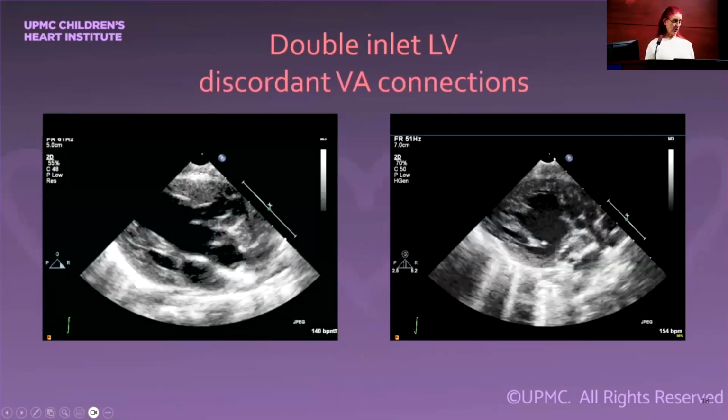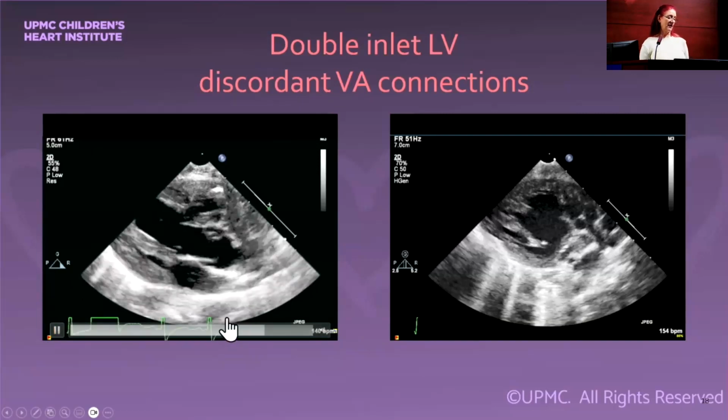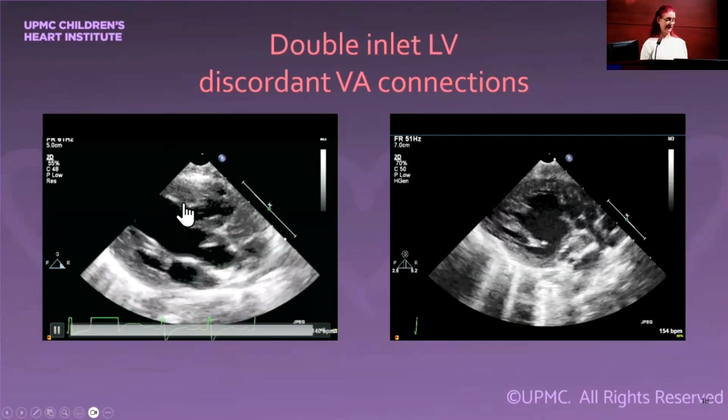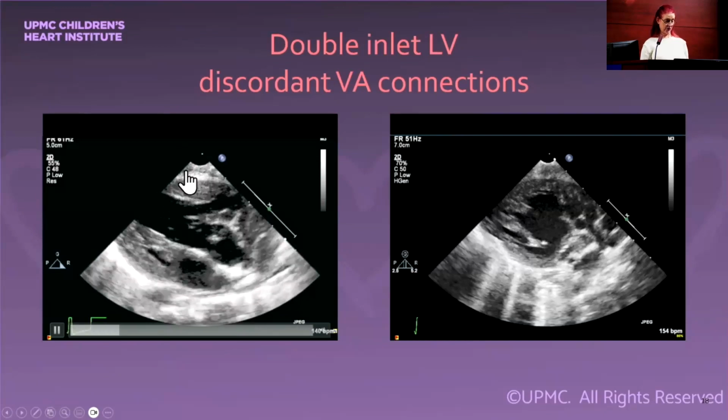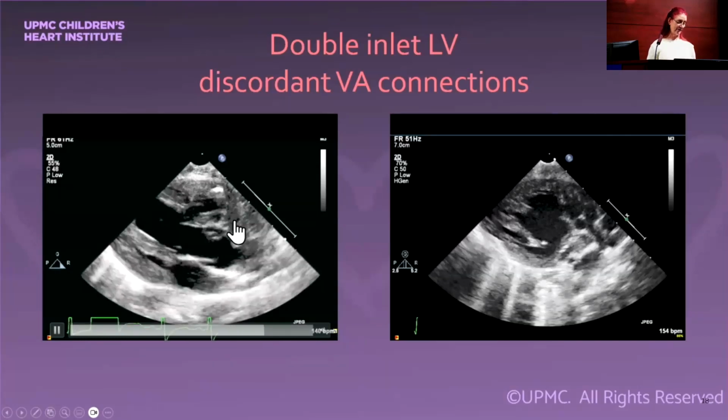When we go to our parasternal long axis view, sorry, my mouse is unhappy with me. There we go. Parasternal long axis view, you see this VSD and this anterior ventricle. We can't tell yet which semilunar valve this is.